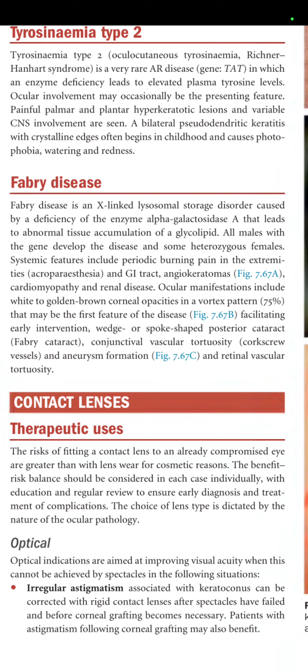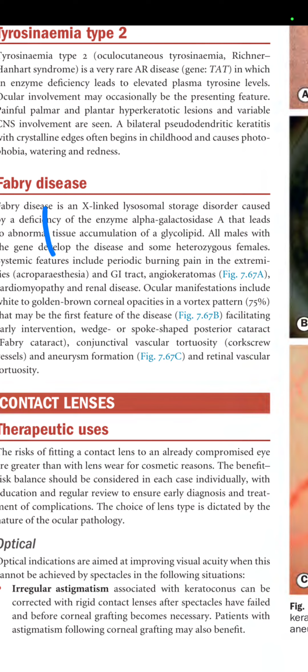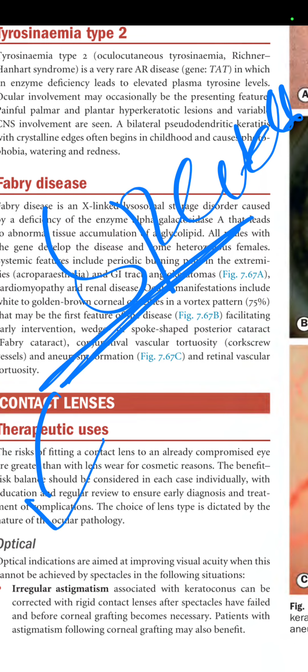Optical indications are aimed at improving visual acuity when this cannot be achieved by spectacles in the following situations. Irregular astigmatism associated with keratoconus can be corrected with a rigid contact lens after spectacles have failed and before corneal grafting becomes necessary. Patients with astigmatism following corneal grafting may also benefit. So that is a very important role, because the spectacles are failing and they are not giving you the complete correction. So you are giving the contact lens for the irregular astigmatism.